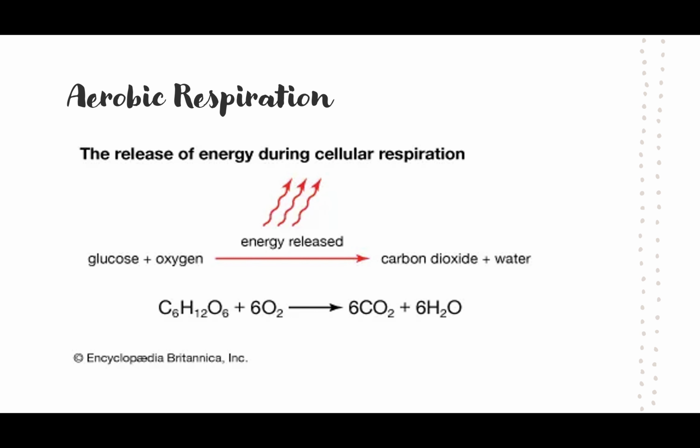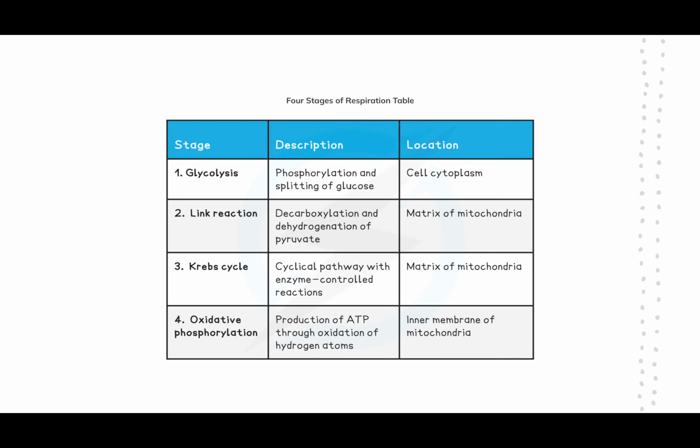So for aerobic respiration, the release of energy during cellular respiration, we're looking at this. This is a general thing that we've been looking at. We're taking our sugars and using oxygen in order to oxidize them, and now produce carbon dioxide and water. But we know that there are four general steps here. We have glycolysis, in which we have the phosphorylation and splitting of glucose. This occurs within the cell cytoplasm.